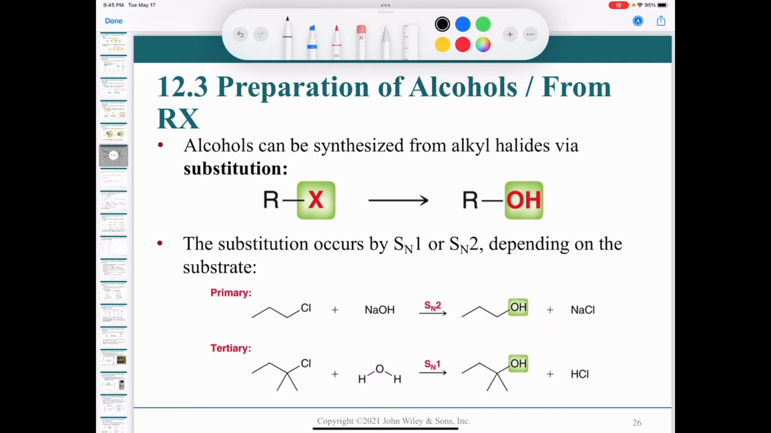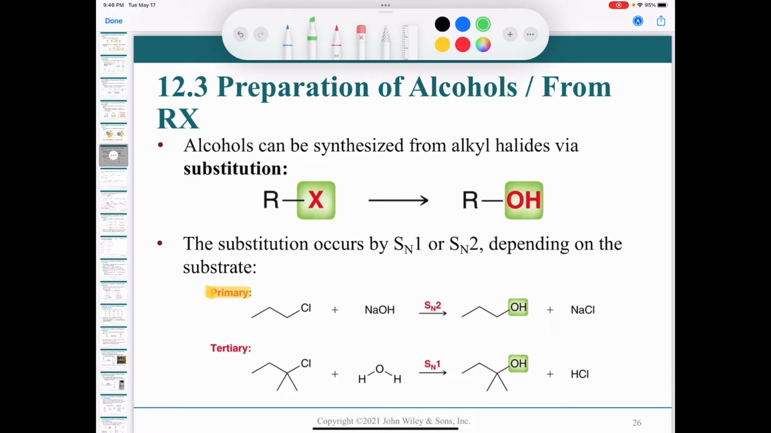Let's review some of the ways that we learned to make alcohols in Organic Chemistry 1. One of the first ways that we learned how to make an alcohol was by a substitution reaction, whether it be an SN1 or an SN2, and of course that depends on the substrate. If we have a primary substrate, like 1-chloropropane that we have here, we can treat that with sodium hydroxide. Since it's primary, we just do an SN2 and we end up making 1-propanol.